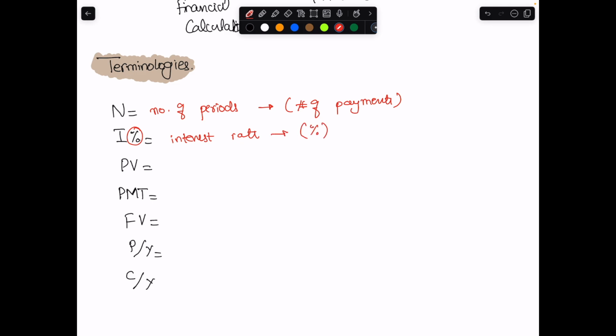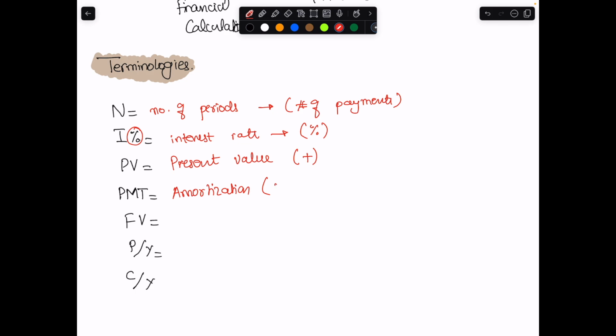So this is really, really important in this case. PV, as we already said, is the present value of the loan that you receive. And I said it's going to be positive because you're receiving the amount at t equals 0, which means the time where the loan starts.